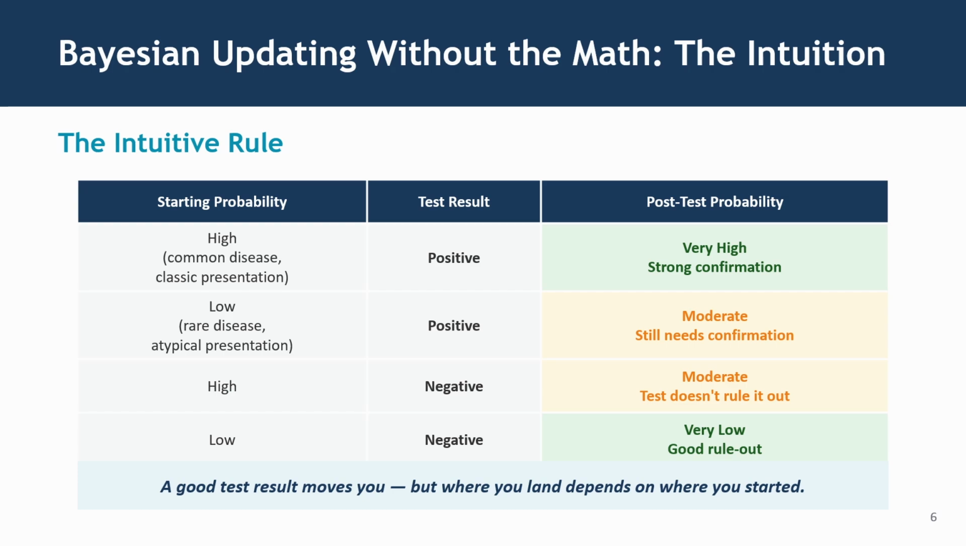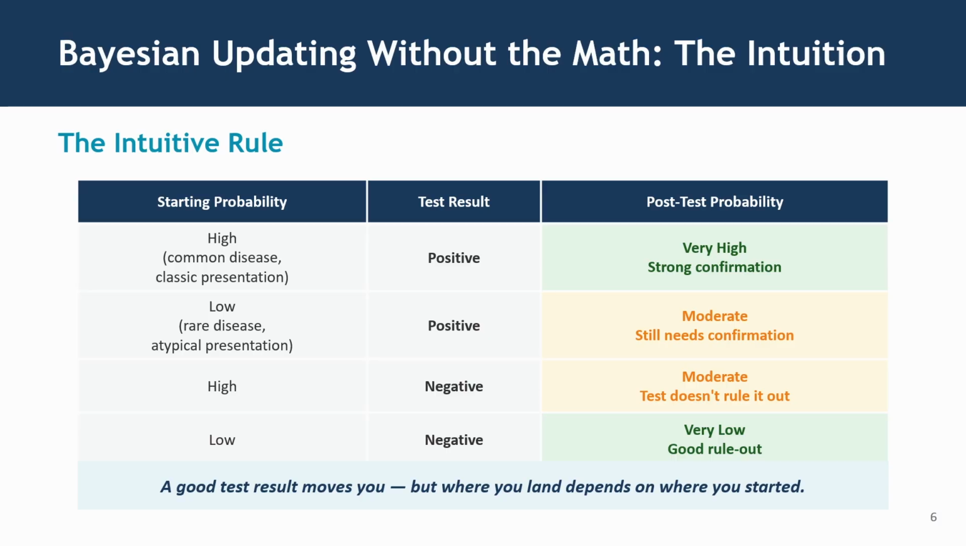A test result moves your probability in the direction of the result. Positive pushes it up, negative pushes it down. But where you land depends entirely on where you started. If you started with a high pretest probability and the test comes back positive, you're now very confident. The test confirmed what you already suspected. If you started with a high pretest probability and the test comes back negative, you're now only moderately less confident. A negative result on a high prevalence disease doesn't rule it out, especially if the test has imperfect sensitivity.